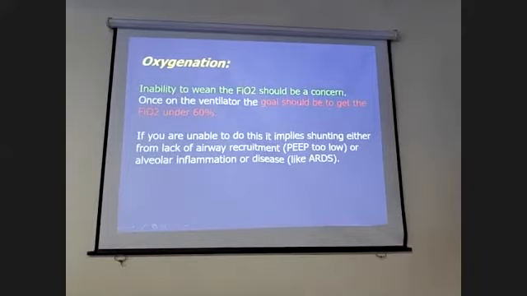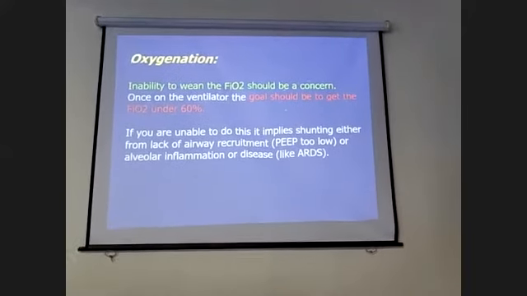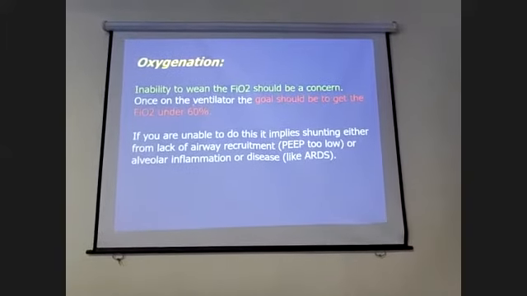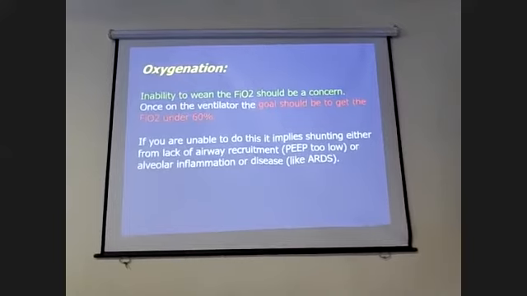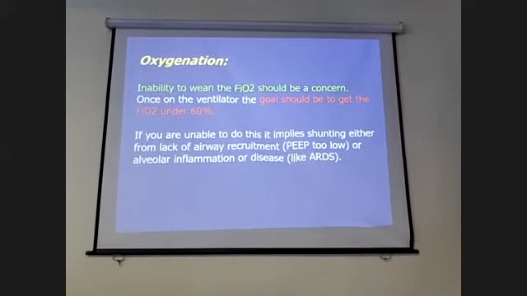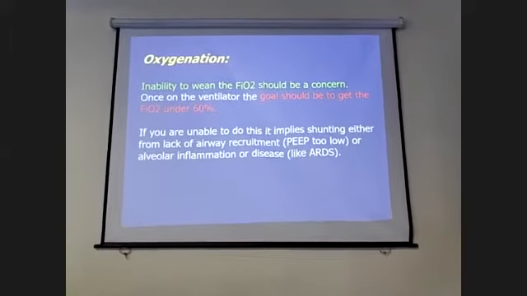Oxygenation is another thing to worry about. Inability to wean the FiO2 should be a concern. Once on the ventilator, the goal should be to get an FiO2 of 60%, less than 60%. Try to come down to 40%, so as little oxygen as possible.